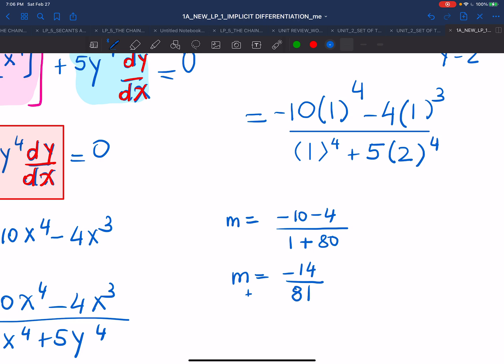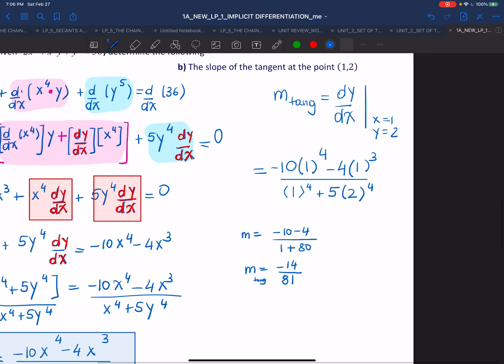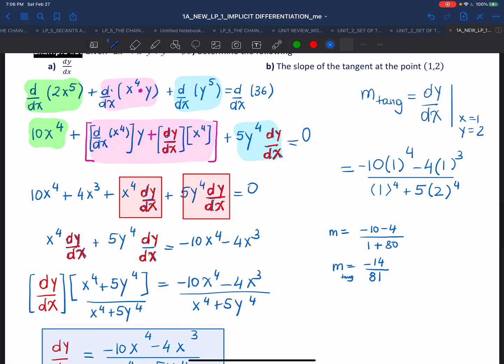So this would be the slope of the tangent. Okay, and we're done.